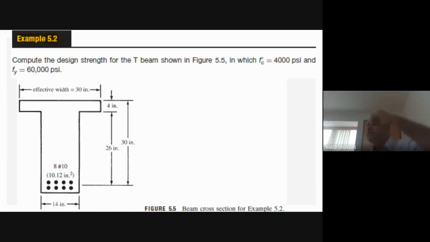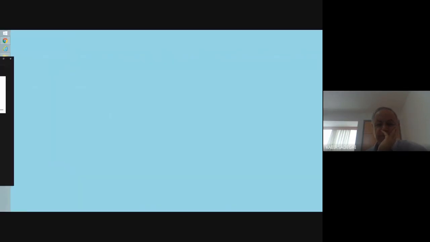Compute the design strengths for the T beam shown in the figure, in which f'c is 4,000 psi and fy is 60,000 psi. d is 30 inches. b is given. We should not calculate it, but it is 30 inches, and bw is 14 inches. Therefore, given these values, b is given.